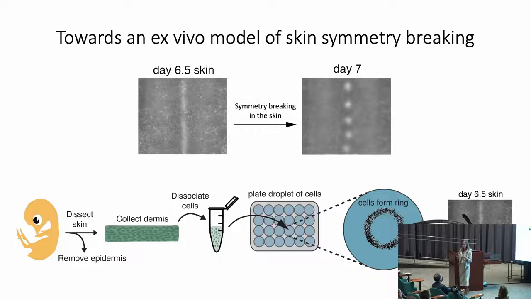And so our platform involves taking out a skin from the chicken embryo, and we remove and discard the epidermis because, again, we want to see what's autonomously possible from the dermal layer. And then we collect the dermis and dissociate the cells and then plate them as a single cell suspension on a very carefully engineered collagen gel.